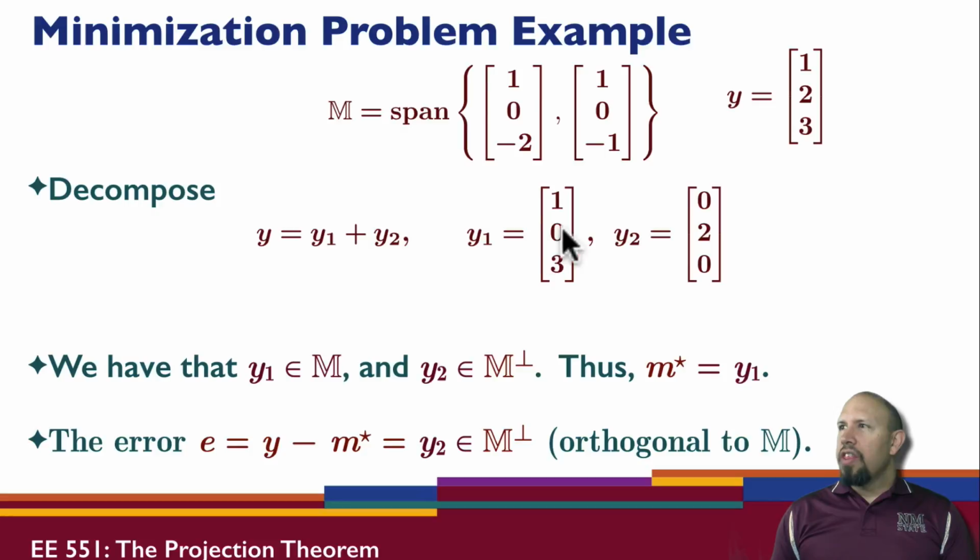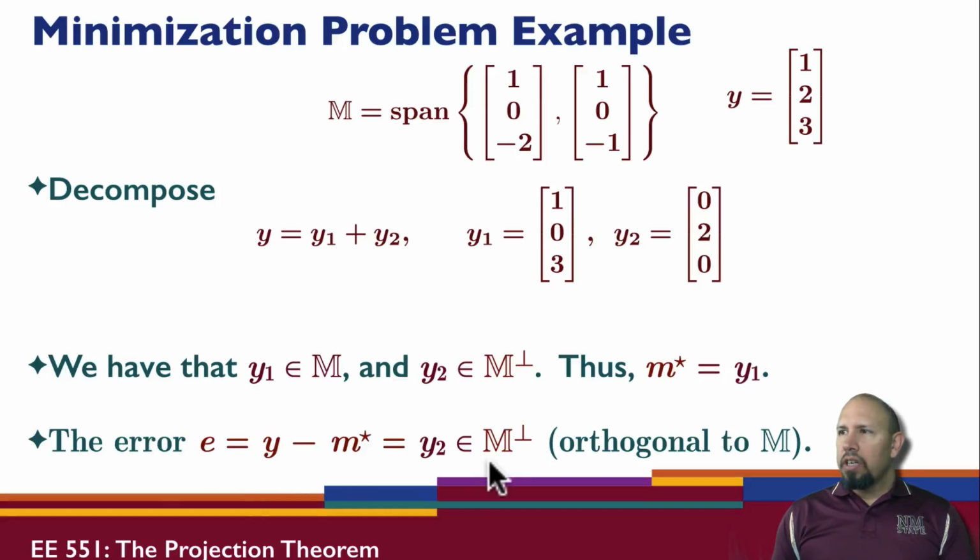So we have that this is in M. You can go through and show that this vector is a linear combination of these two vectors. So this vector is in this subspace, and y2 is in the orthogonal complement of this subspace. And so M star then is the projection onto this subspace, which we didn't even come up with a projector for in this problem. Didn't have to. In this case, it was easy enough to see what the projection was going to be. It was just the one that made that middle term 0.